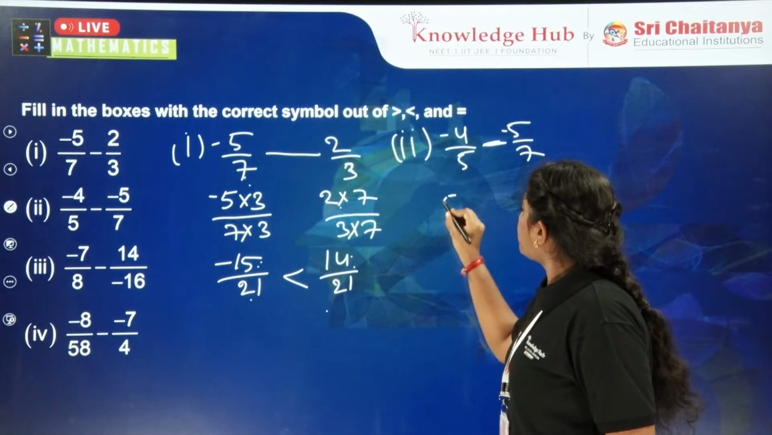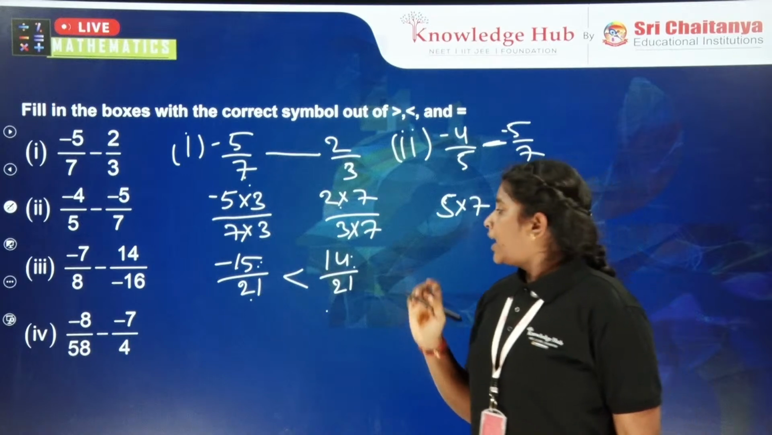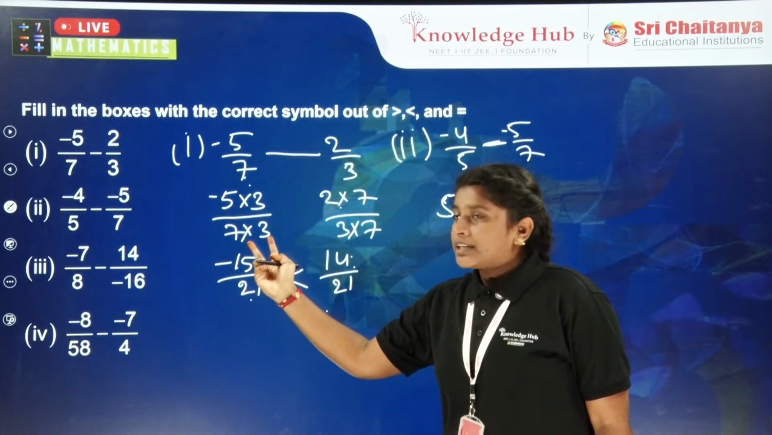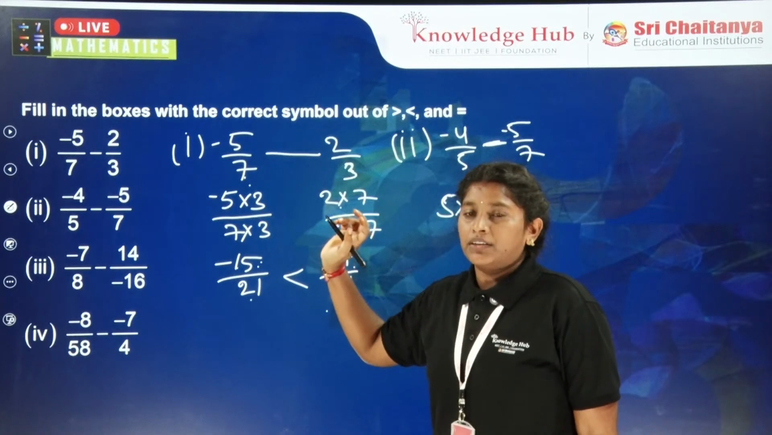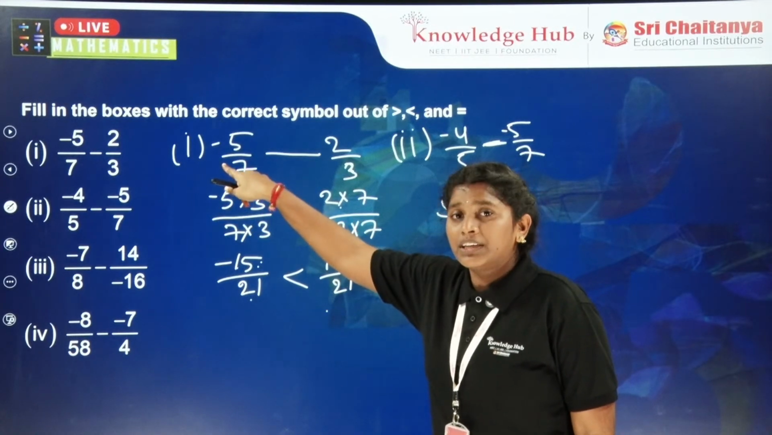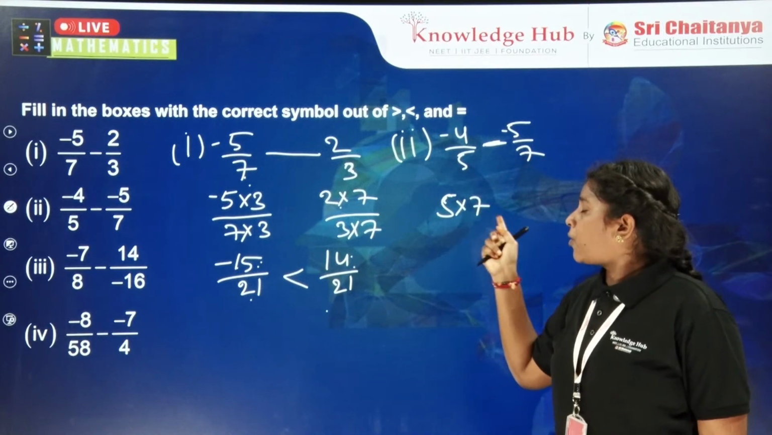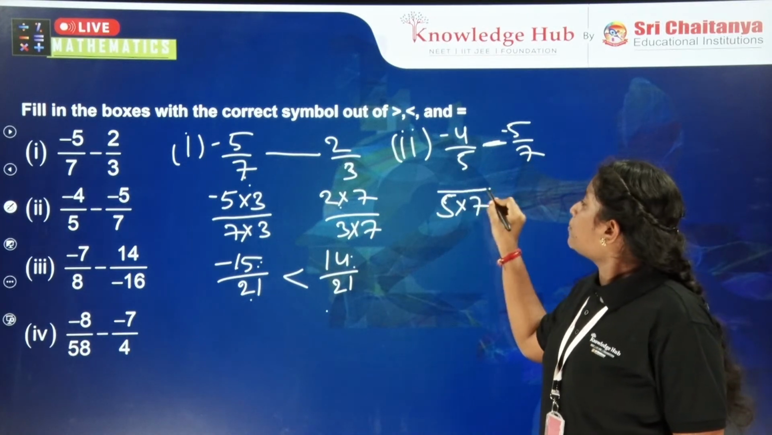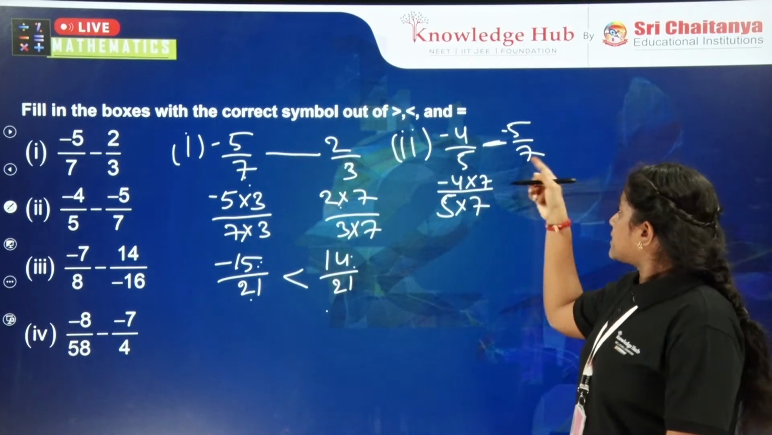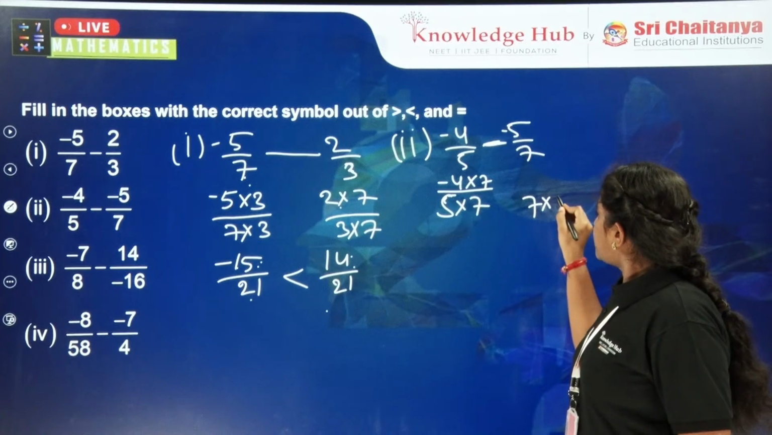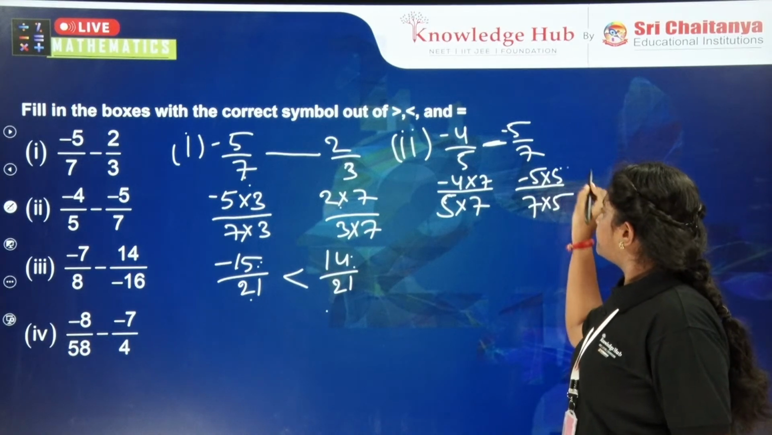So our 5 is going to be multiplied with 7. Coming to another important thing: whatever number you are multiplying in the denominator, you have to multiply in the numerator. Then only you will get the given rational number. So if I am multiplying my denominator with 7, I have to multiply my numerator with 7. In the same way, I am multiplying my 7 with 5, so I have to multiply my minus 5 with 5.